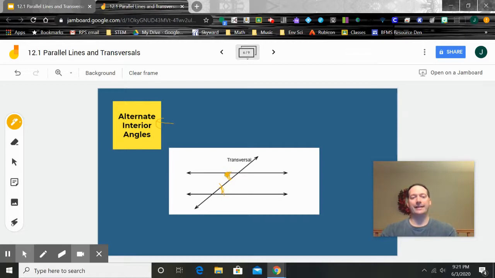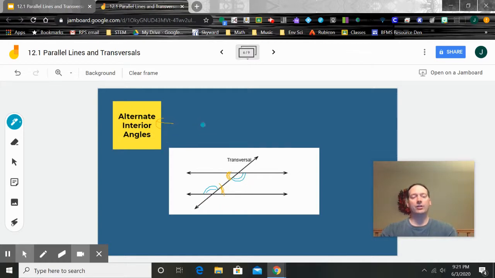So it's this angle with the top parallel line, this angle with the bottom parallel line, and they're on opposite sides of the transversal. The other set of alternate interiors is this angle, two lines in a different color, and it would be this one because they're both on the inside of the parallel lines. This is with the top parallel line. This is with the bottom parallel line. And they're on the opposite sides of the transversal.